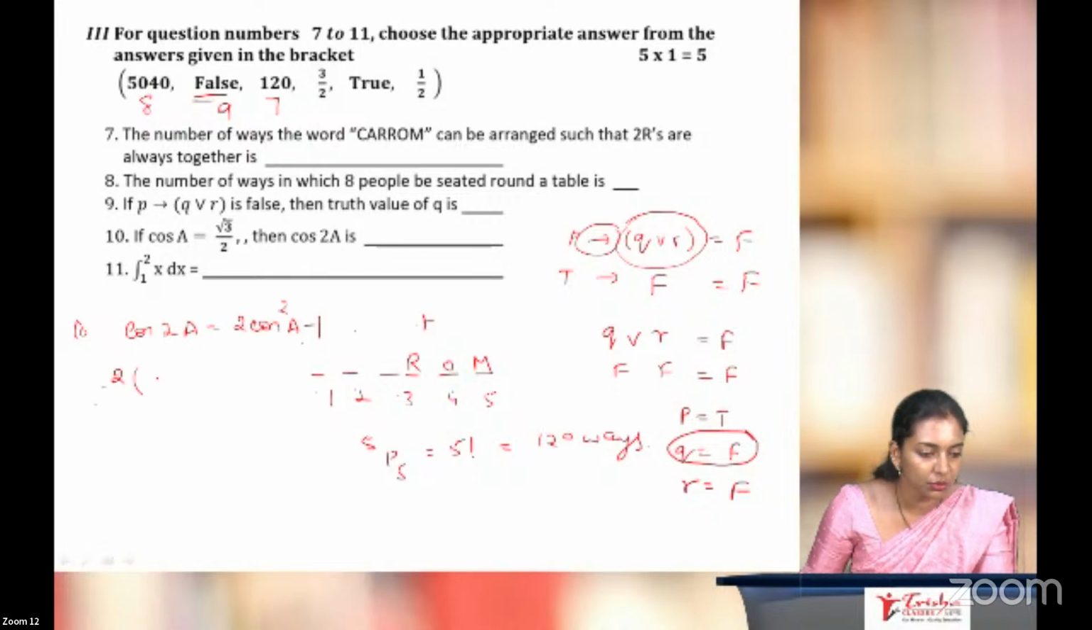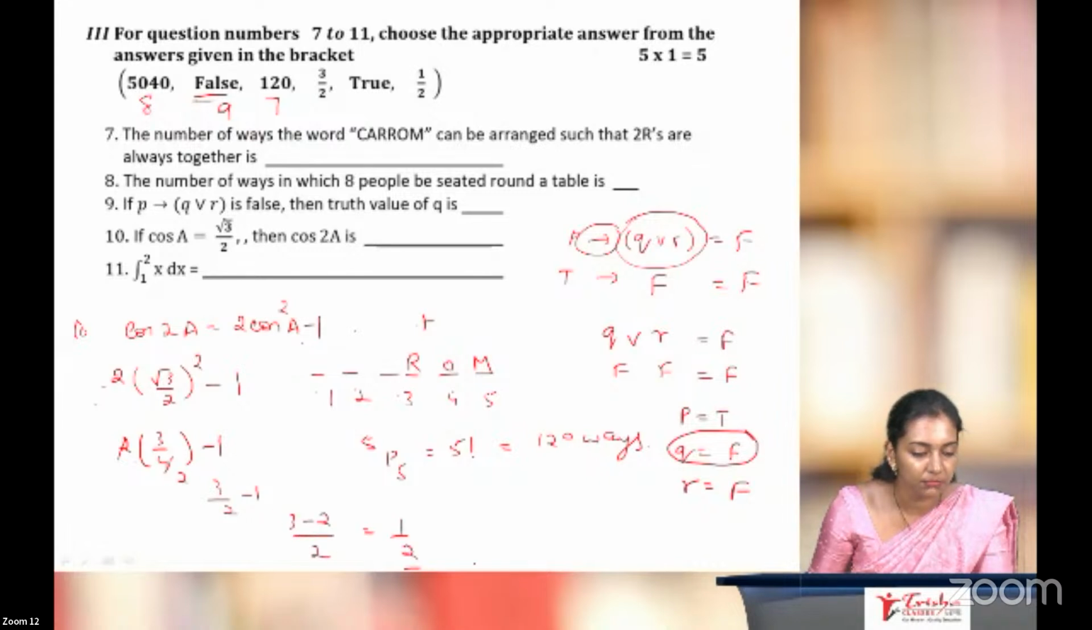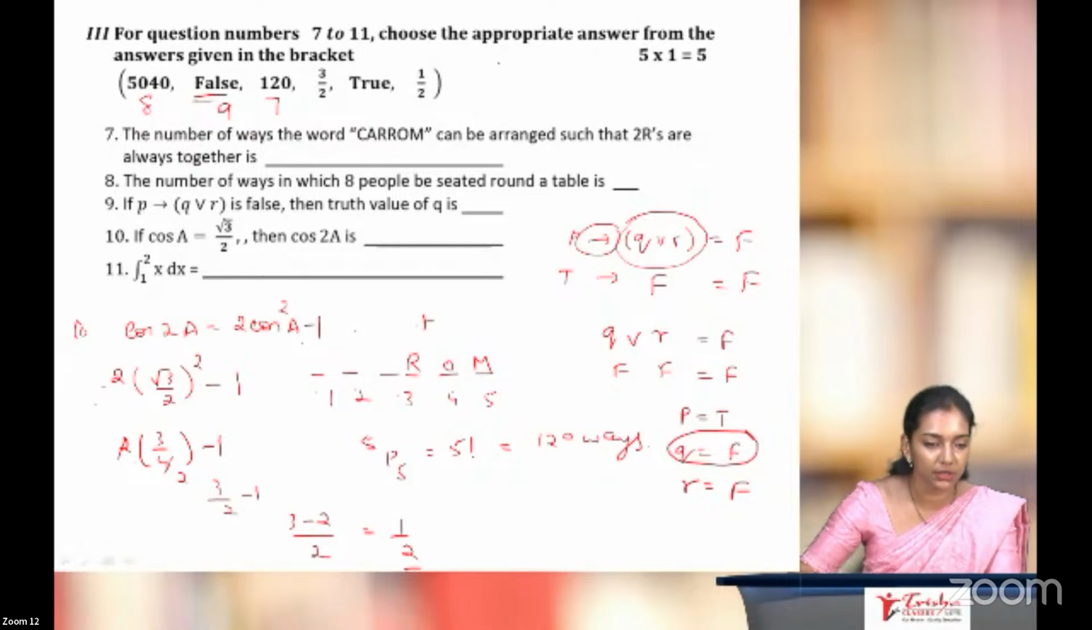So 2 into cos square A, root 3 by 2 whole square, minus 1. So 2 into 3 by 4 minus 1. 2 ones are 2, 2 threes are 3 by 2 minus 1, or it is 3 minus 2 by 2, or it is 1 by 2. 1 by 2 is the answer. So this is the 10th answer.